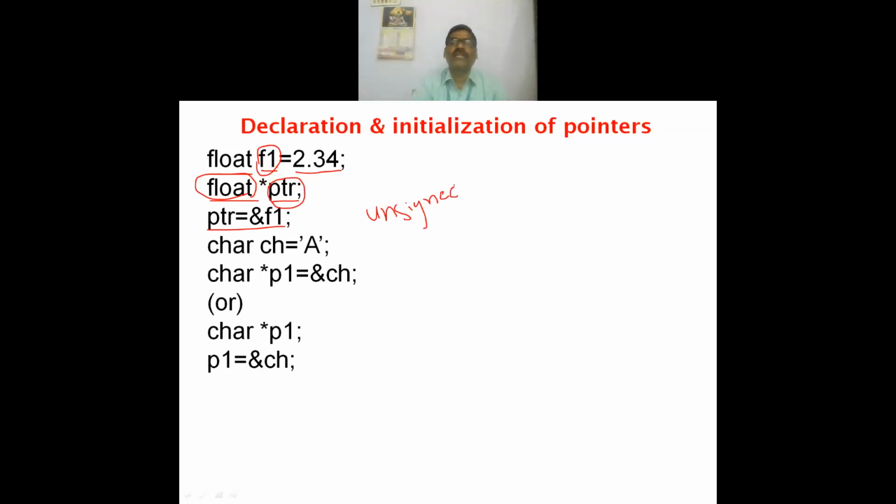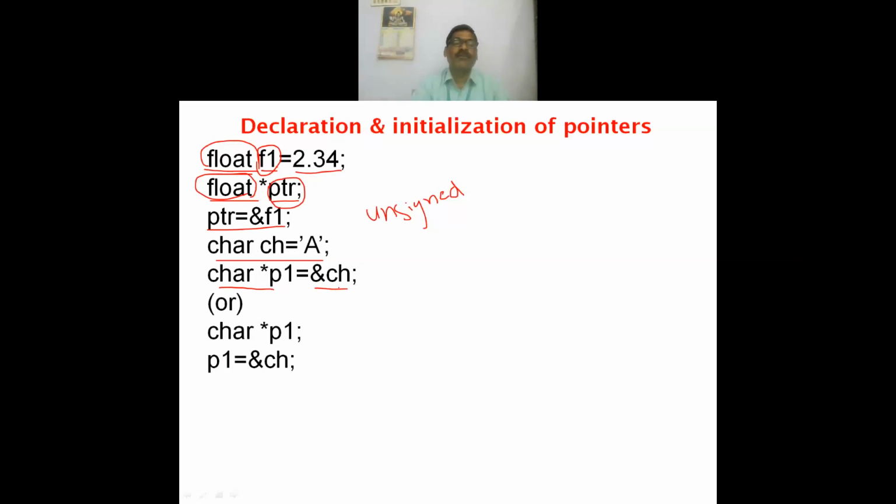But to avoid typecasting, we define the data type of the pointer the same as the data type of the variable whose address we want to store. That is the reason here we declare ptr as a float pointer, because we want to store the address of a float variable f1 into it. In a similar manner, I am declaring a character variable, char ch is equal to 'a', and then I am declaring a pointer p1 which is of character type. Now I want to store the address of ch into this.